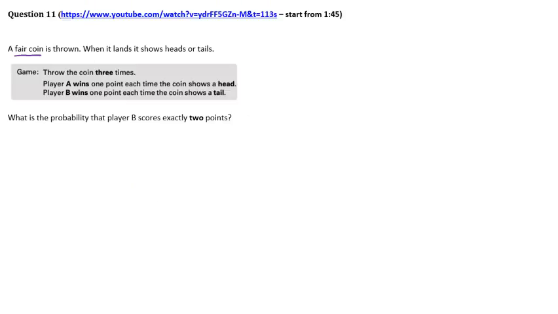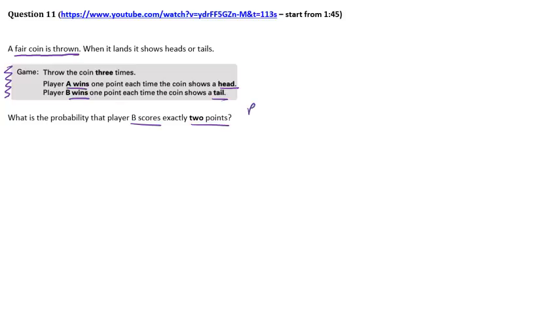Here we have a fair coin thrown, so equally likely to be heads or tails. And in the game we've got here, A wins, getting a point every time there's a head. B wins with a point every time there's a tail. And we want to find out the probability that player B scores exactly 2 points. So we need to get 2 tails out of the 3.